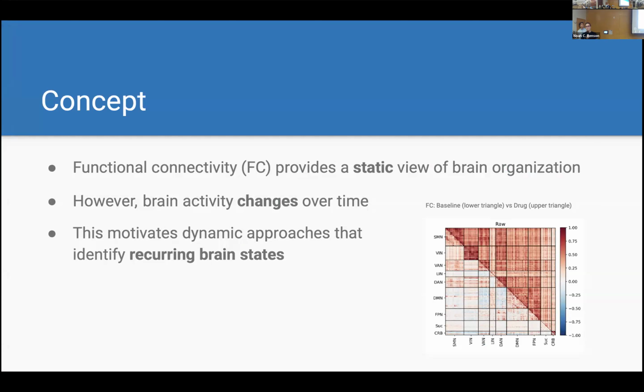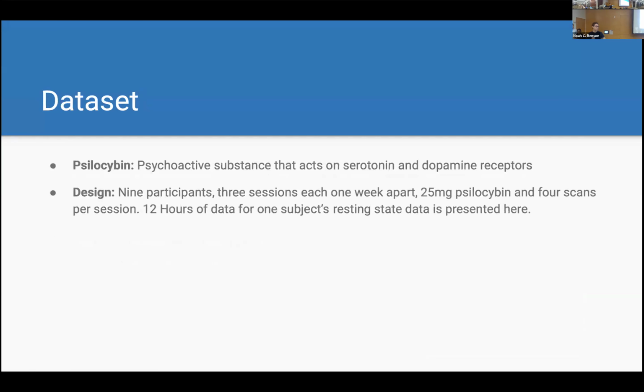And so in order to do that, we actually compared 3 different methods instead of just doing one. So we are going to look at co-activation patterns, hidden Markov models, and attractor landscapes. So just to briefly introduce our data set, since it's not open source, it was from Daniel's lab. Psilocybin is a psychoactive substance that acts on serotonin and dopamine receptors in the brain and is kind of a hot topic because of a lot of potential therapeutic benefits.